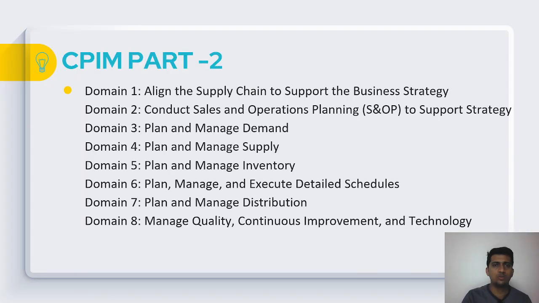Talking about the part 2 syllabus, as I mentioned, it goes into more detail or more depth. It covers how supply chain influences or works on business level, strategic level, or how S&OP planning plays a role on different levels, managing demand, supply, inventory. And in the seven domains you also see plan and manage distribution. So managing distribution or logistics or transportation will be discussed in detail here. And part 2 also ends with continuous improvement or the technologies.